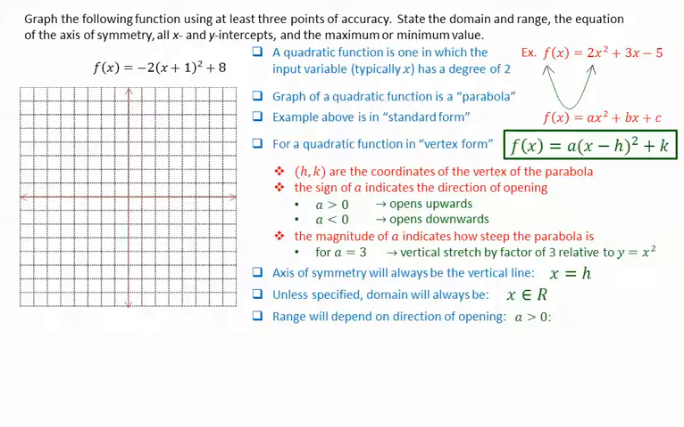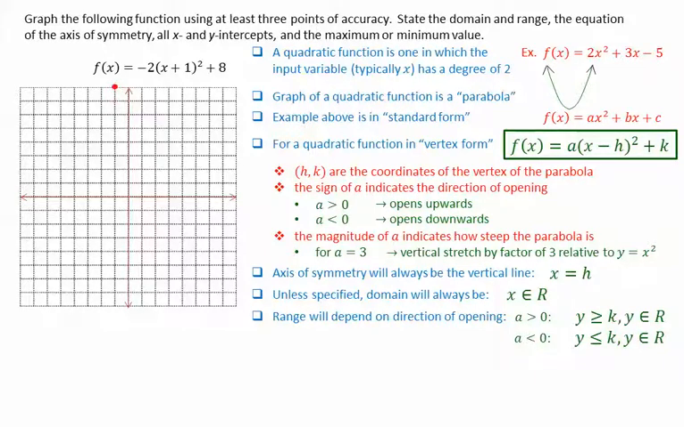If it opens upwards, because a is greater than 0, the range will be y greater than or equal to k, all real numbers. Note that this is y greater than or equal to the y-coordinate of the vertex. If it opens downwards, because a is less than 0, then the range will be y is less than or equal to k, all real numbers.